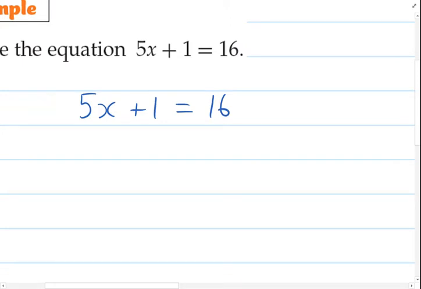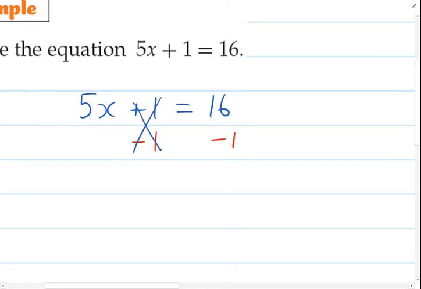Our next step is to show one step of working. So I'm going to try and get x by itself. So I'm going to start by getting rid of 1. So I'm going to subtract 1 from both sides. That's my working, and it's really important that you show your working.